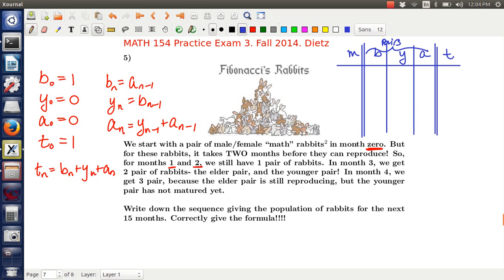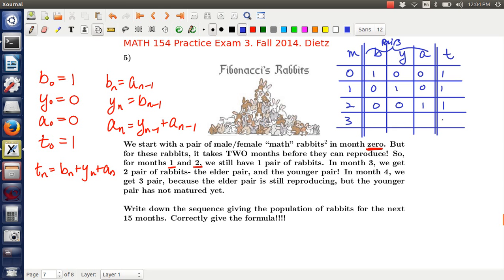There we go. So month 0, a pair of babies. In month 1, a pair of youth. In month 2, a pair of adults. Now it says in month 3, we get 2 pair of rabbits, because the elder pair is still reproducing, but the younger pair has not matured yet. Right? So this is our 2 pair of rabbits.